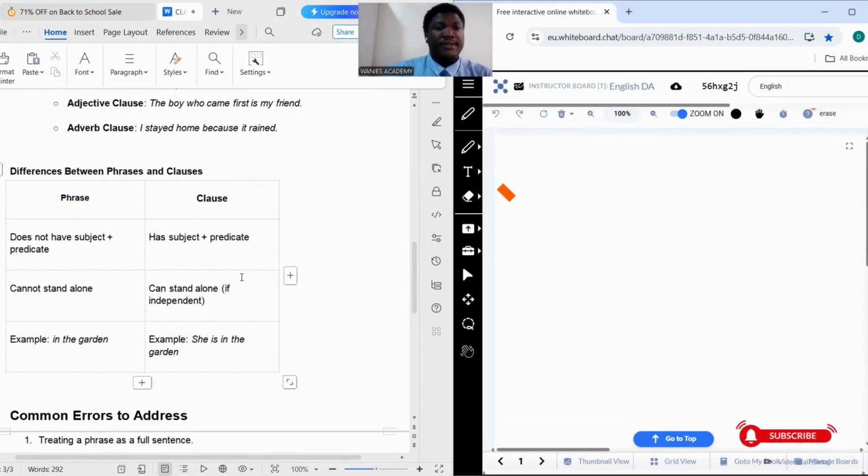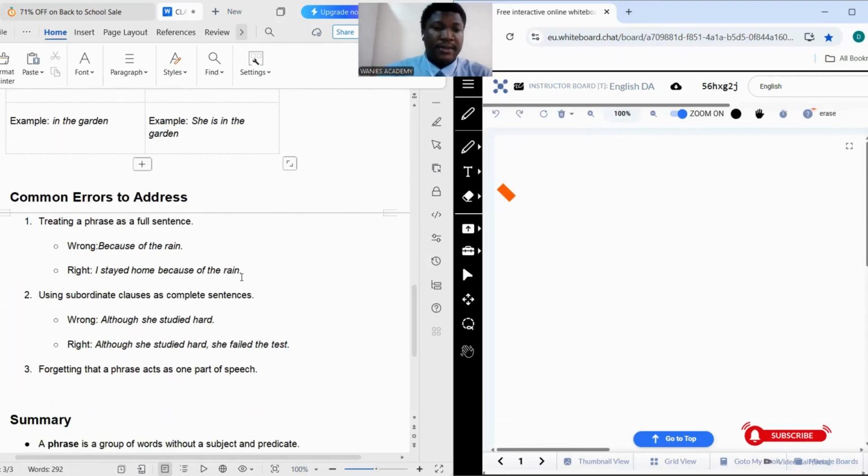Now, there are differences between phrases and clauses. The first is, a phrase does not have a subject and a predicate. As earlier stated, a clause has a subject and a predicate. A phrase cannot stand alone. And a clause can stand alone.